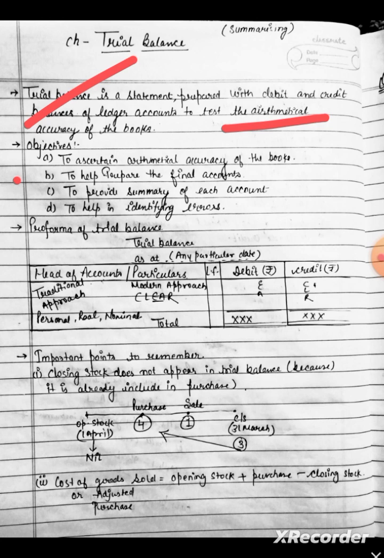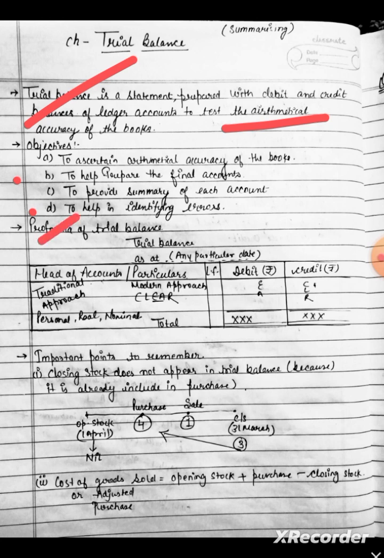It helps to prepare the final accounts, because ledger balances help to know the profit and loss, the balances and the financial position. A trial balance provides a summary of each account. It also helps in identifying errors. If the total of debit does not match the total of credit, then there are errors, so the trial balance helps to identify those errors.